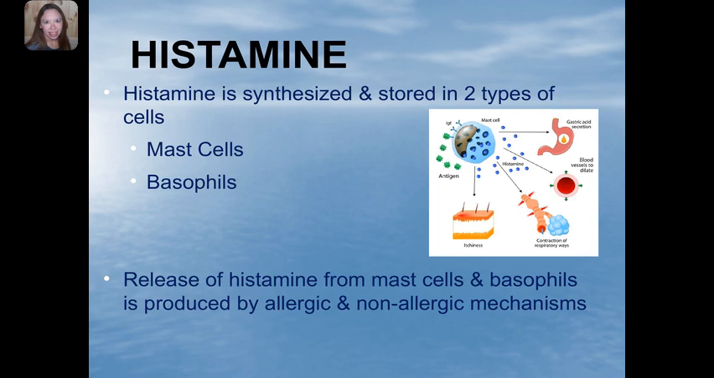And remember, this is the body isolating that foreign substance and really trying to keep it from coming into contact with other body tissue. So histamine is going to be synthesized and stored in two types of cells, and those are going to be mast cells and basophils. And in the next slide, we're going to talk about the signs and symptoms that histamine will cause.